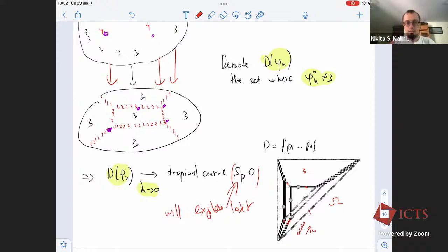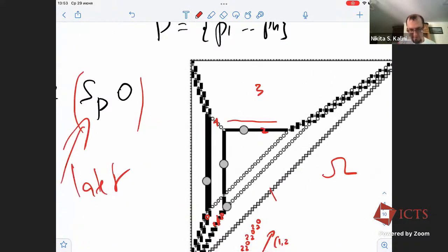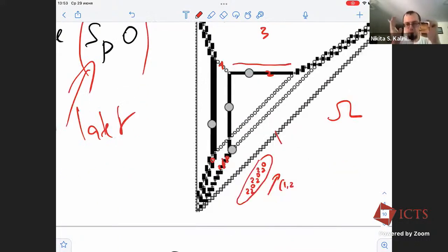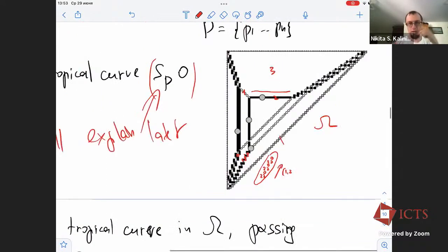The convergence is in what sense? In the Hausdorff sense. For each h, this set D(phi_h) is a subset of my omega. As h goes to 0, for example, these edges have the same pattern. They become thinner and thinner, and then it just goes to a line. So for each direction, I have a special pattern, but this pattern has finite width, and when h goes to 0, the width also goes to 0. So it converges to a line. So it's a Hausdorff convergence.